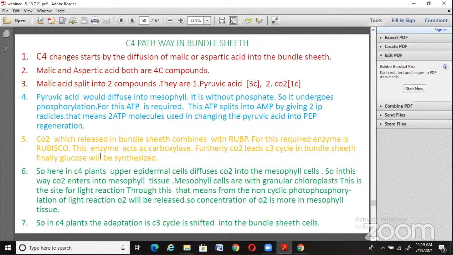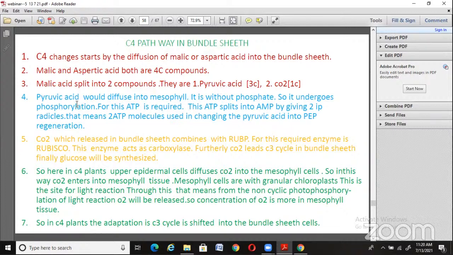Now, the carbon dioxide synthesized in the bundle sheath cells is released there and combines with RuBP for the running of the C3 cycle in the bundle sheath. That means whatever carbon dioxide is produced here is helpful in continuing the C3 cycle. And what about the pyruvic acid? What is the role of this pyruvic acid?